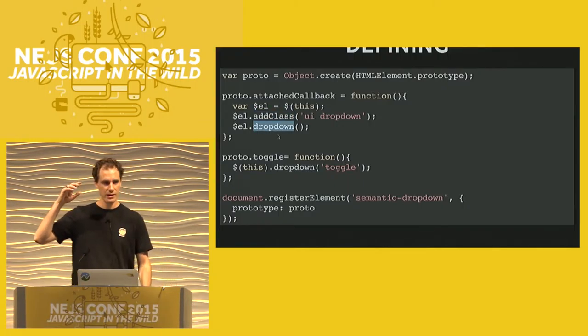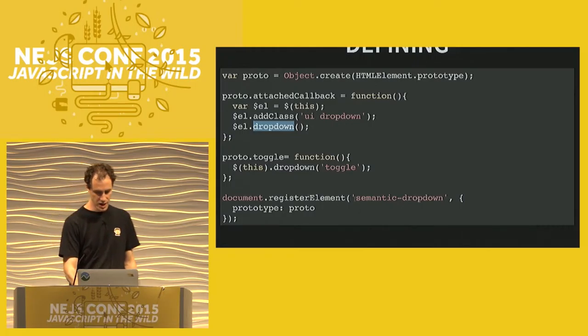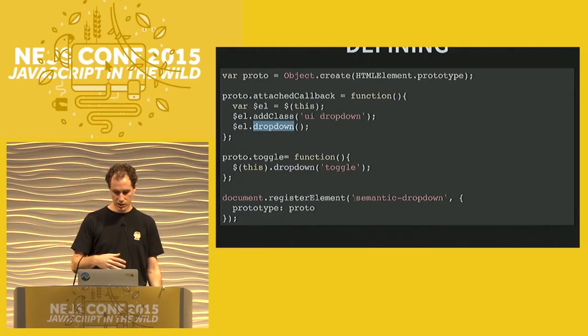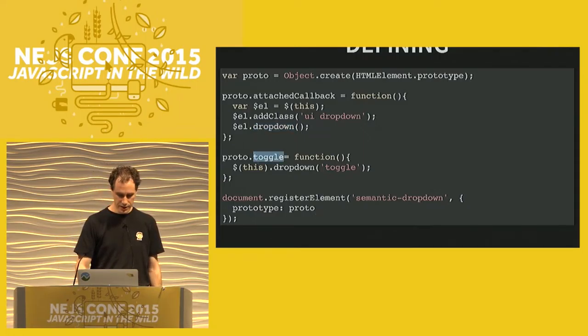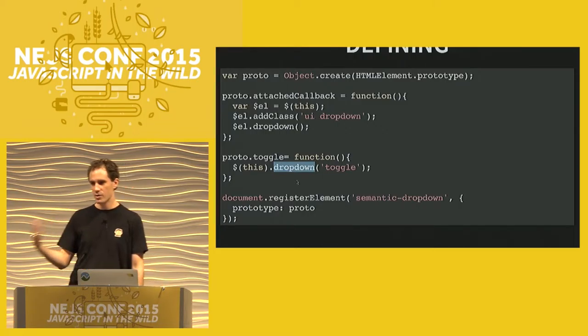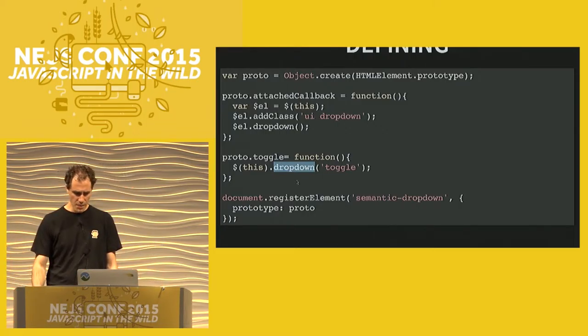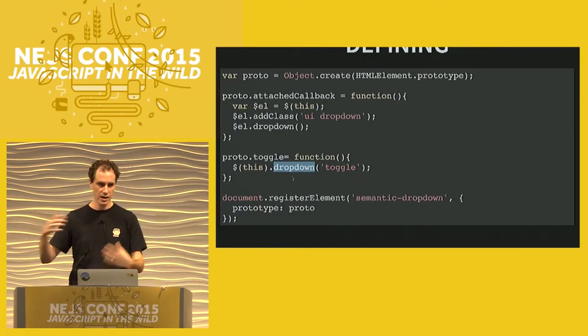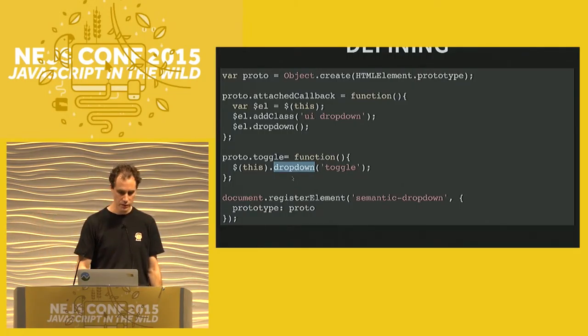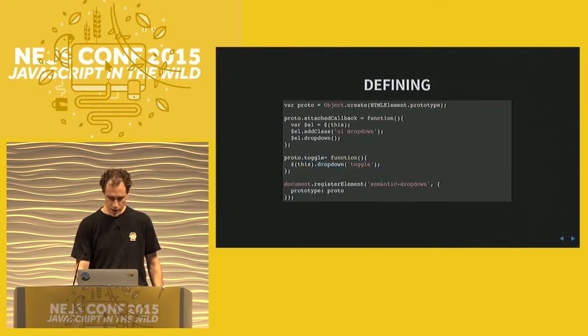So whenever my semantic dropdown element gets attached to the DOM, it's going to automatically initialize itself. So that's kind of neat. Also for fun and kicks and giggles, I went ahead and added another method on my element called .toggle. And this will actually call the library and try to toggle my dropdown for me. So I can toggle it via JavaScript. Okay, so I go ahead and register my element and send it the prototype just like before.